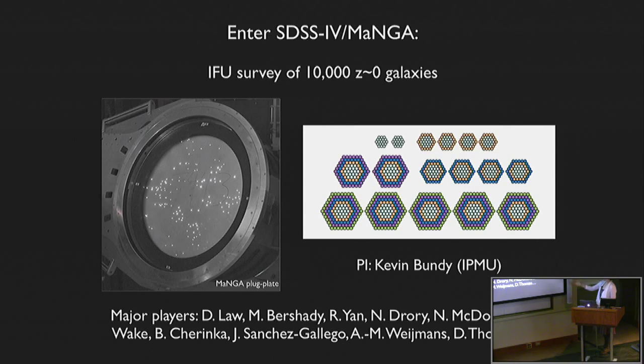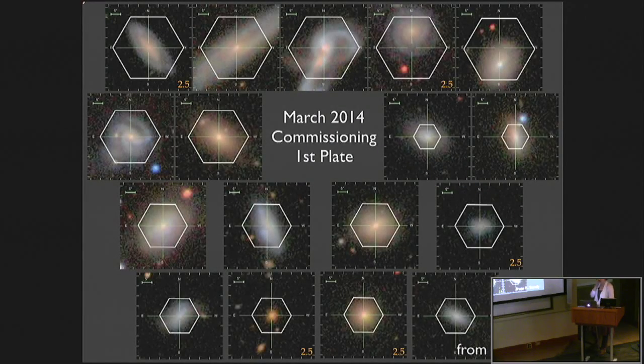And so the survey has started. It started in March 2014, and they've now observed about 1,000 galaxies. It will be continuing over the next 6 years. And the CFA is a partner institution in Sloan 4. So this just shows you some of the galaxies that they've targeted so far with the footprint of each IFU bundle overlaid on those galaxies.